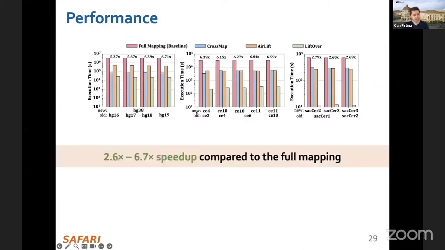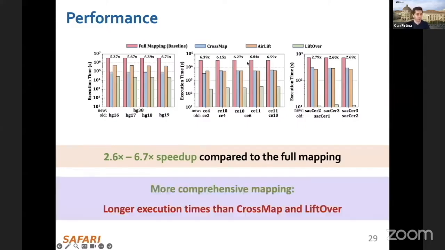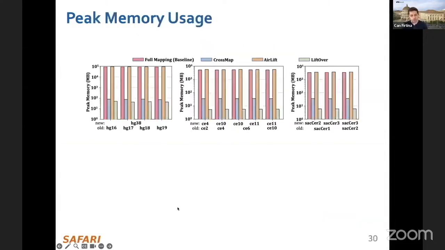So by looking at these figures, what we see is that AirLift provides on average 2.6 to 6.7x speed up compared to the full mapping. But of course, it is slower than CrossMap and LiftOver. This is simply because AirLift provides a more comprehensive mapping, which leads to longer execution times than CrossMap and LiftOver.